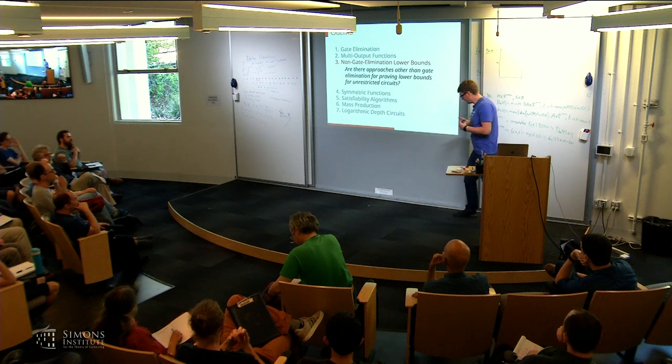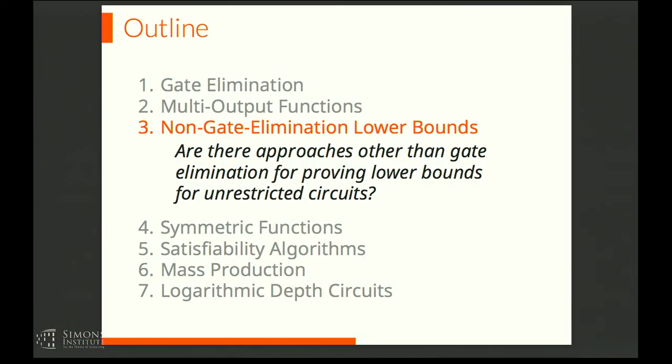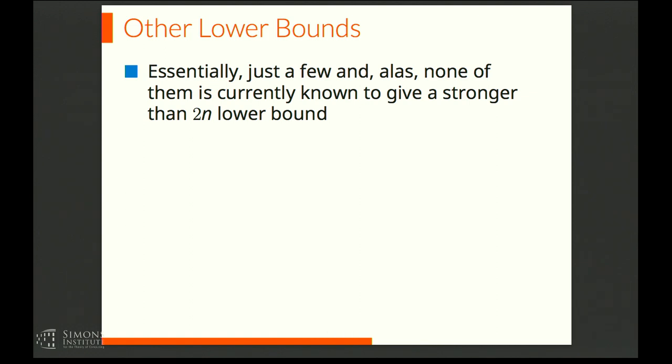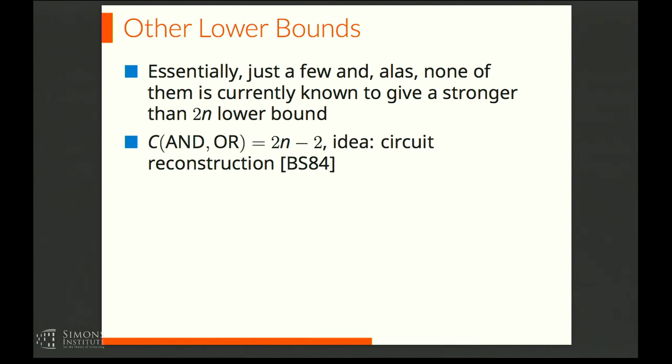Okay, so another probably natural question is, are there any other approaches for proving lower bounds other than gate elimination? In fact, I know just two of them, and both of them can only prove a 2n lower bound for some reason. The first is an old paper by Blum and Seysen. What they prove is that if you want to compute simultaneously the disjunction and conjunction, then the optimal way is to compute them as two independent trees, so you have two trees of n minus one gates. The first thing to note is that for such two functions you cannot proceed by gate elimination, because if you assign a constant to any variable, then you immediately kill either a conjunction or a disjunction, right?